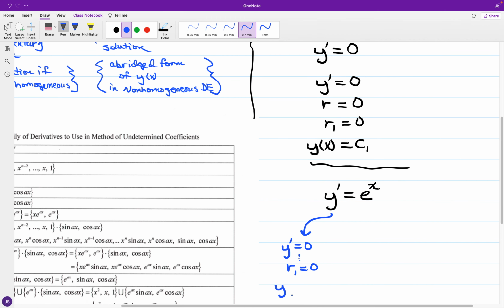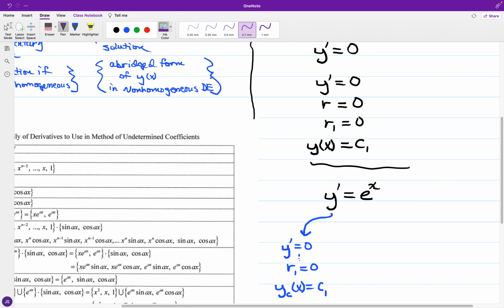For y prime is equal to e to the x, that's referred to as the complementary portion of the solution of y prime is equal to e raised to the x. So you have y sub c of x is equal to the constant. Now, e to the x prevents this equation from becoming homogeneous.